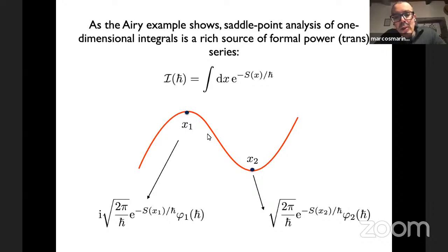If this is the shape of this function f of x, different saddle points will give you different expansions. The typical structure of the expansion is the following. You have an exponential with the value of this function at the critical point, multiplied by a Gaussian factor, and then you have a formal power series in h bar. Each critical point will give you a saddle point expansion like this. Of course, the two formal power series that we obtained in the AD example can actually be obtained this way, by using the integral representation of the solution of the AD equation, for example.